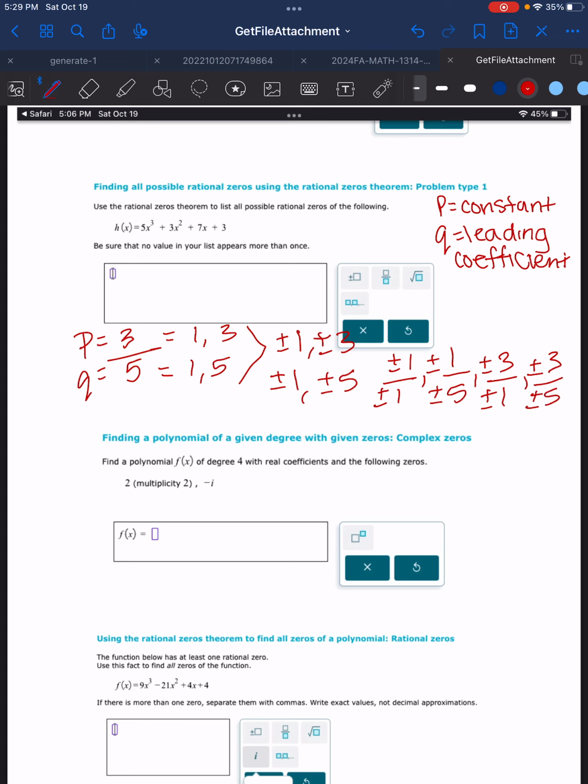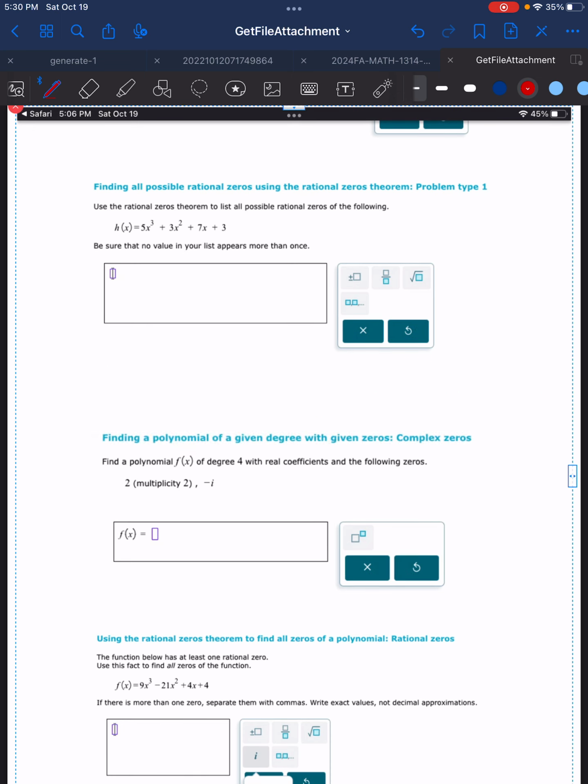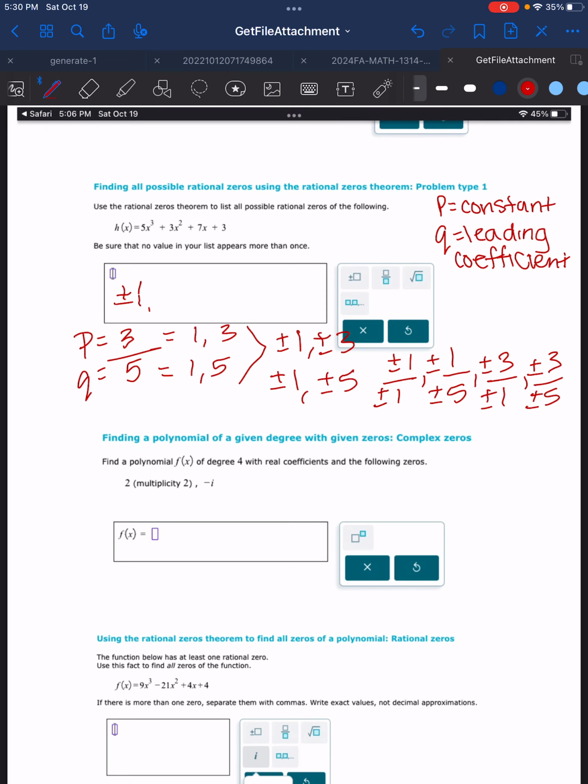Well, that can simplify to plus or minus 1, plus or minus 1 over 5, plus or minus 3, plus or minus 3 over 5. Sorry about that. And that is your answer.